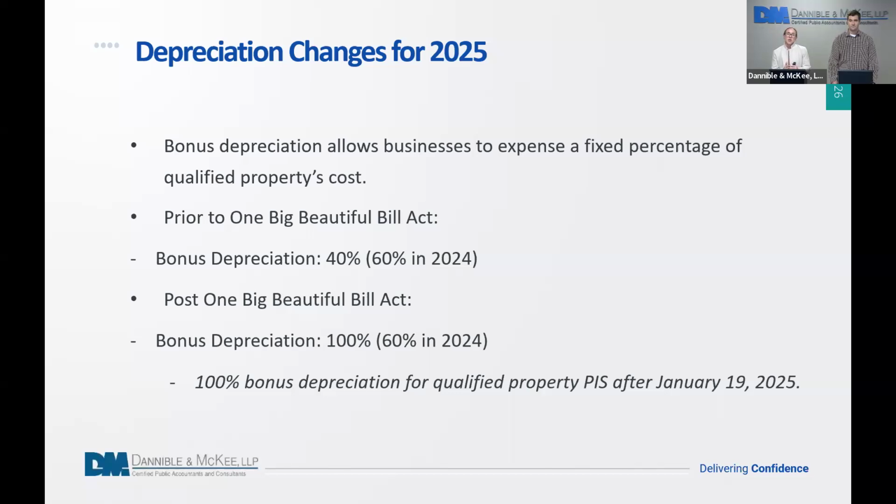Another major change that we saw was related to bonus depreciation. So bonus depreciation allows a business to expense a fixed percentage of a property's cost. We had been seeing a scale in that percentage over the last few years. So in 2024, that was set at 60%. And for 2025, it was set to be at 40% of the property's cost. Once the One Big Beautiful Bill Act was passed, that 100% bonus depreciation amount was restored. And that's for property that's been placed in service after January 19th, 2025.